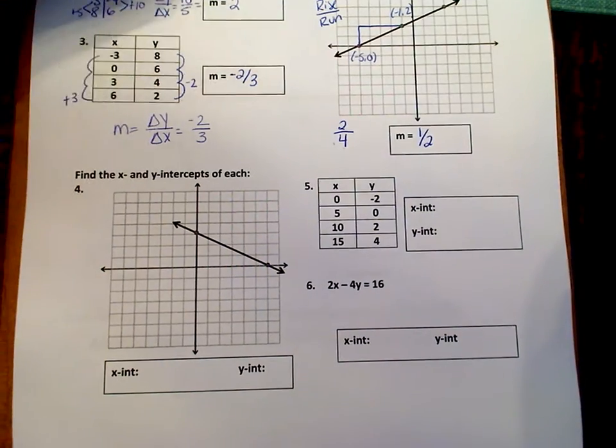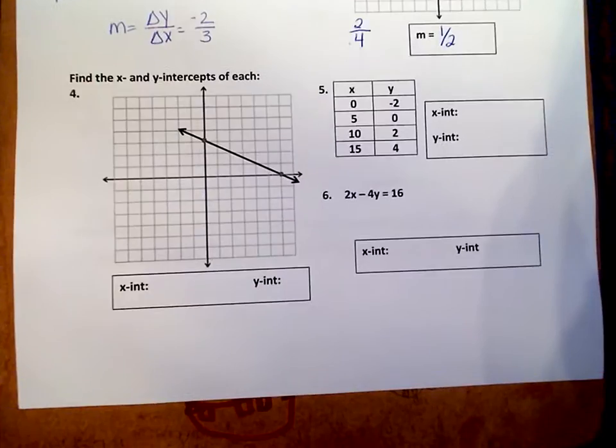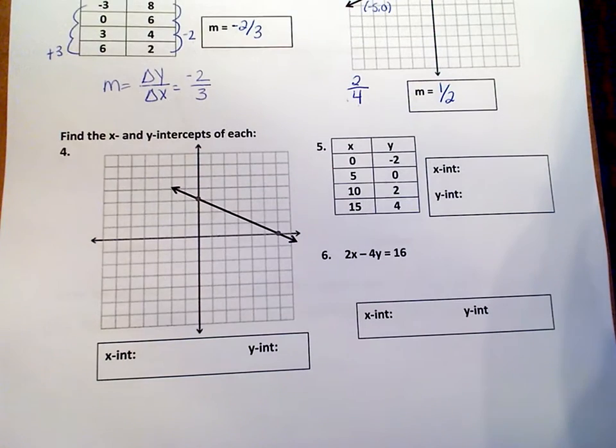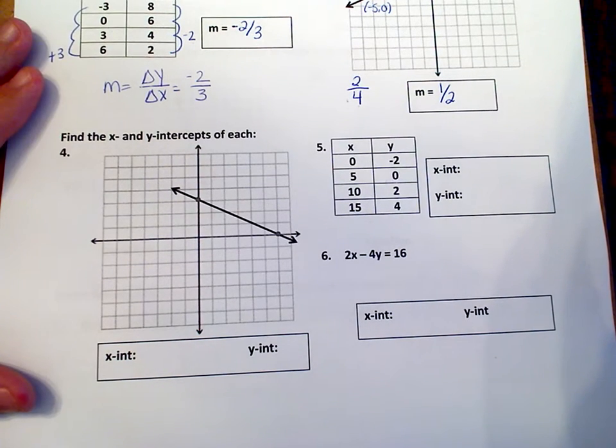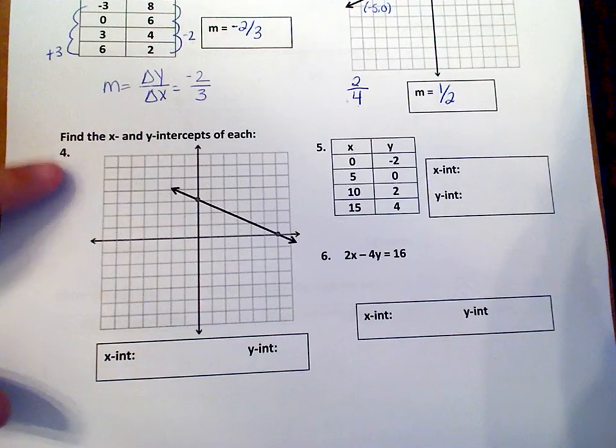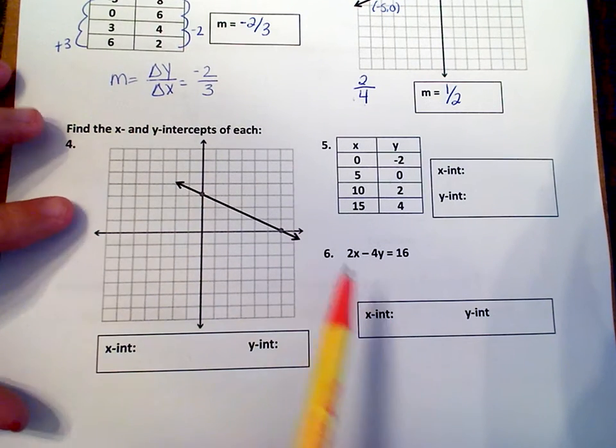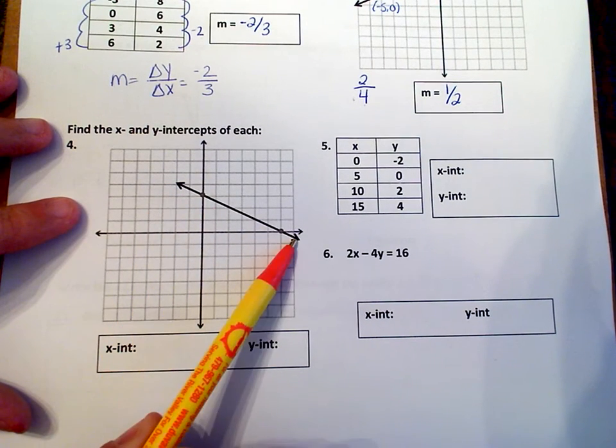Okay, on 4 through 6, you're finding the x and the y-intercepts, which is just where the graph crosses the x and the y-axis. So when you're given a graph, it's pretty easy to pick those out. So on number 4, we're going to figure out where our graph crosses the x and the y-axis.